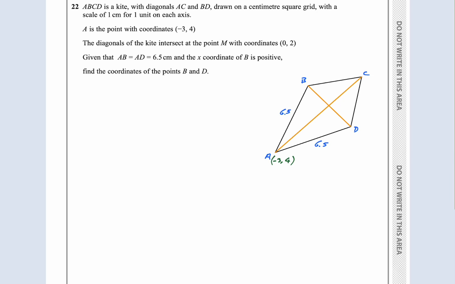Now we know M, the coordinate M here, has coordinates 0, 2. So let's put 0, 2, like this. Now we need to find B and D. B I'm going to call x, y. And D is some other x, y, so let's call this x1, y1 for now. We don't know what they are. But we do know that this is a right angle here. These meet at right angles.